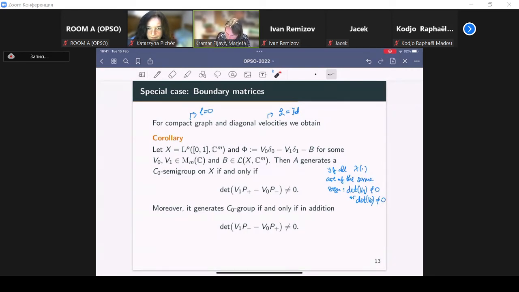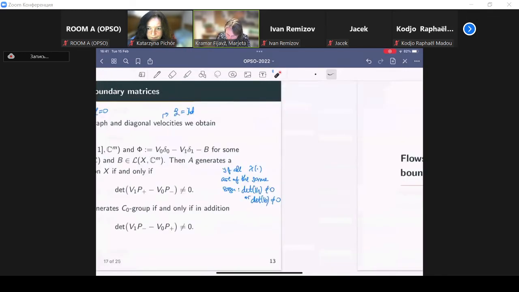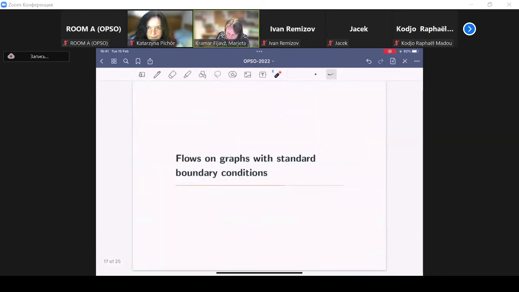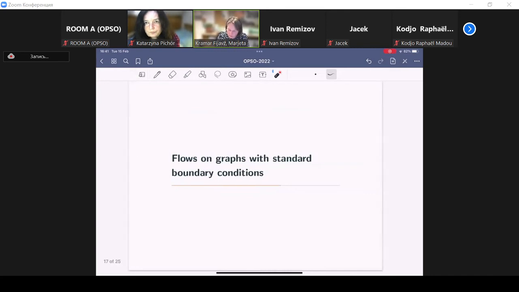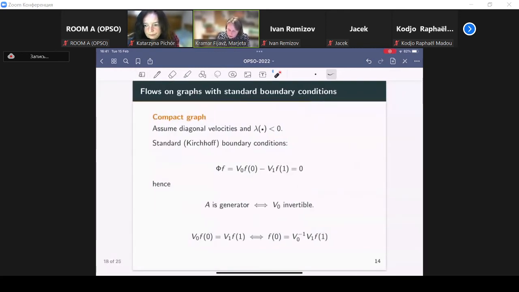Okay, now let me go even more back directly to the graph to connect it to the network. So in the compact case, let's take just the compact graph so that all velocities are, for example, negative. This means that if we have an edge from 0 to 1, then the flow goes from 0 to 1. And the standard Kirchhoff conditions are written like this, right?